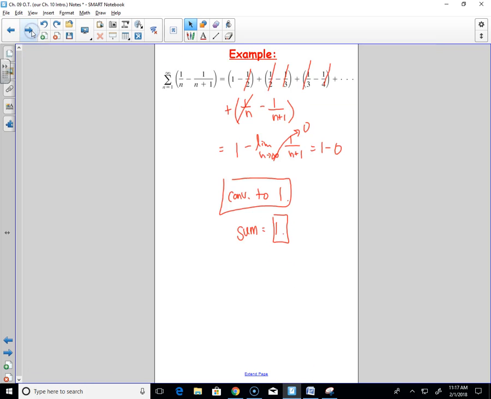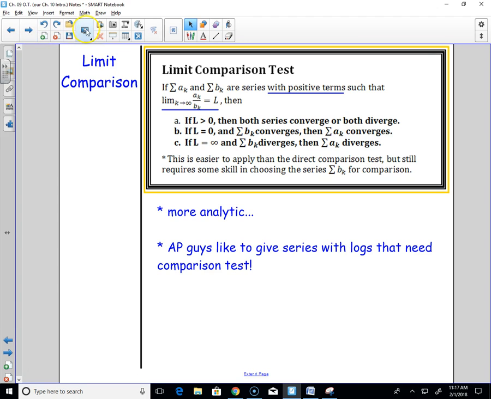Kiddos, we're not done with the section. There's one more test. Here we go. I just said we're not done. Oh wait, now we have to put it on a whole new page.